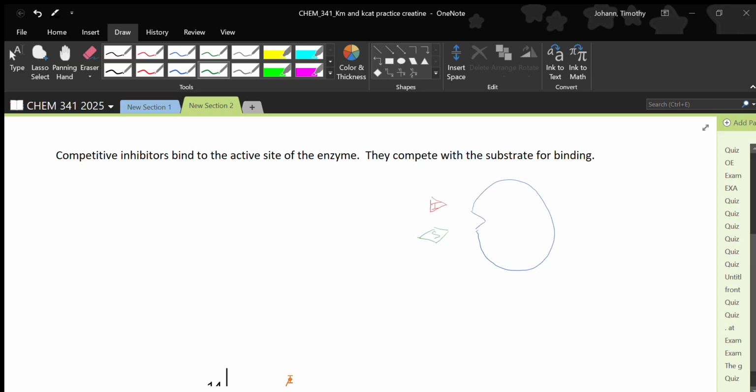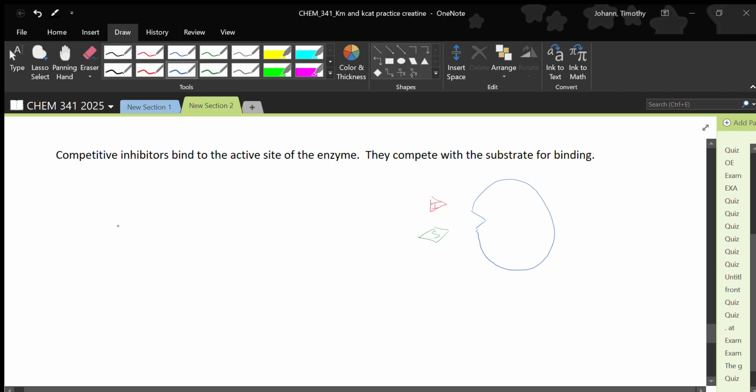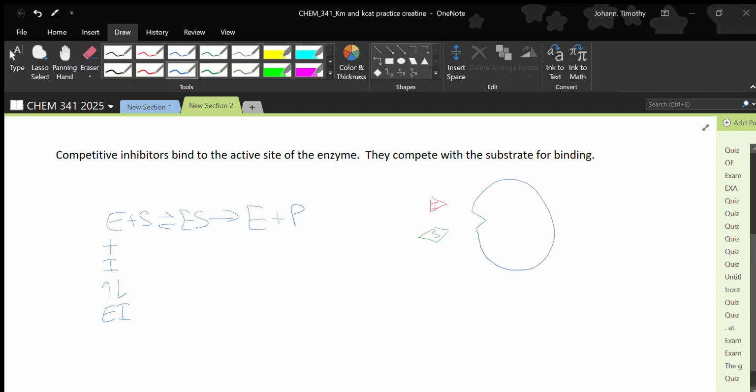So if I was to draw this out like equations, we've got enzyme plus substrate, and that can go and bind to make an enzyme substrate complex, and then we can go to make enzyme plus product. But if I have a competitive inhibitor here, I could also have that enzyme bind to this inhibitor, and I would make an enzyme inhibitor complex that then doesn't do anything. Maybe I should have drawn it straight across like this rather than down.